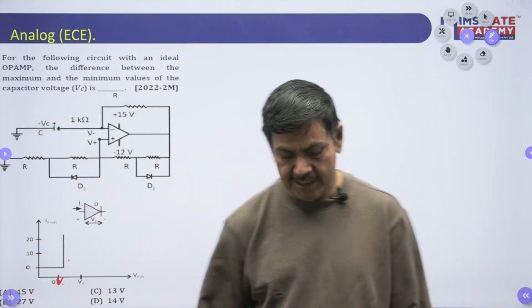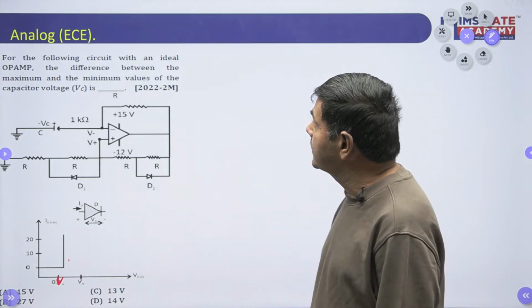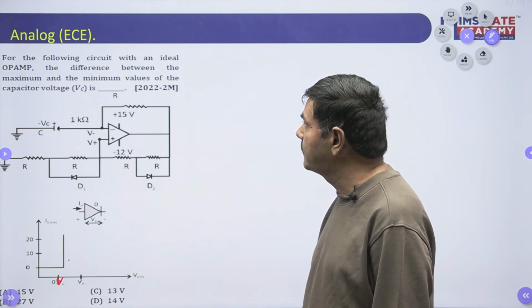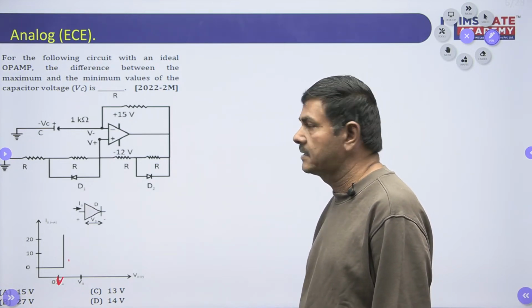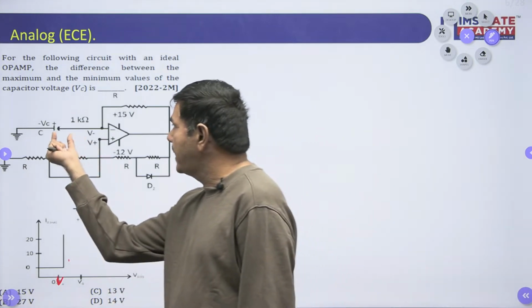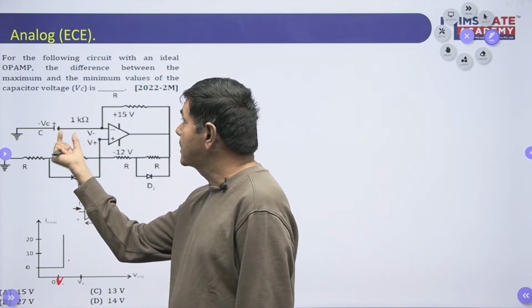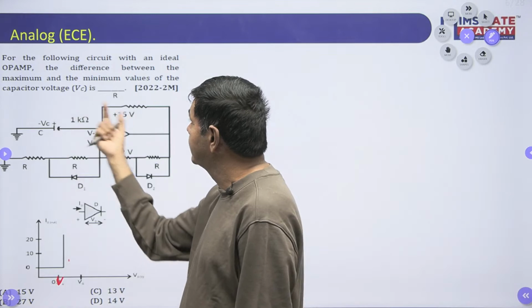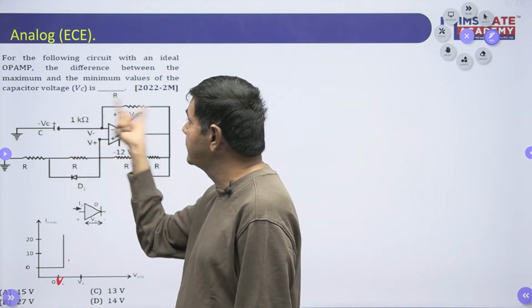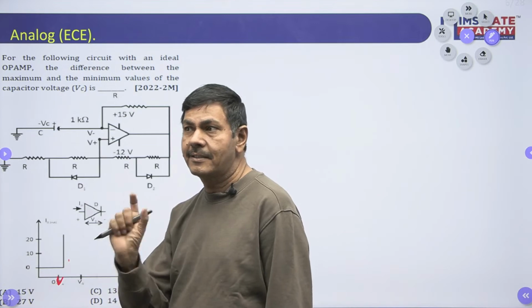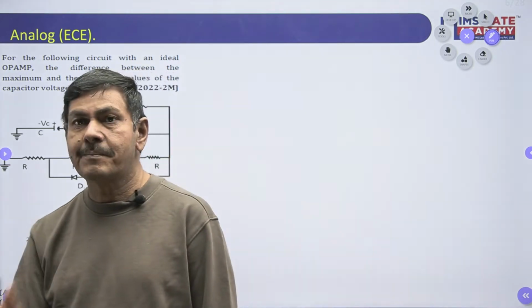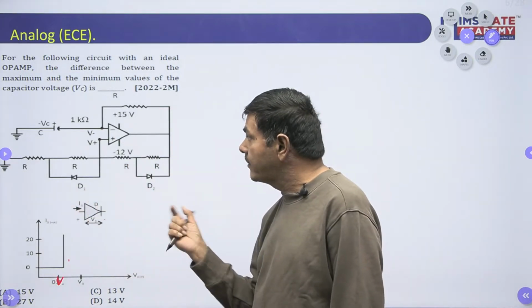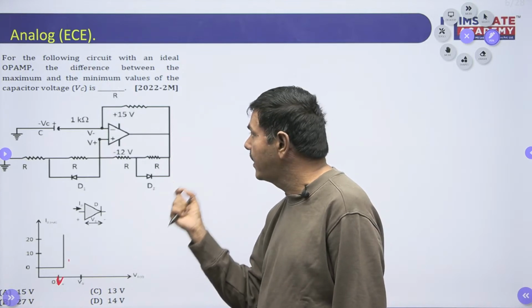Try to understand this now, you can understand easily. For the following circuit with an ideal op amp, the difference between the maximum and minimum values of capacitor voltage VC is dash. Here one capacitor is connected. It asks to find the minimum VC and also the maximum VC. The difference between these two values, that is VC maximum minus VC minimum, is what is asked. That difference is more important. How can we find the difference?